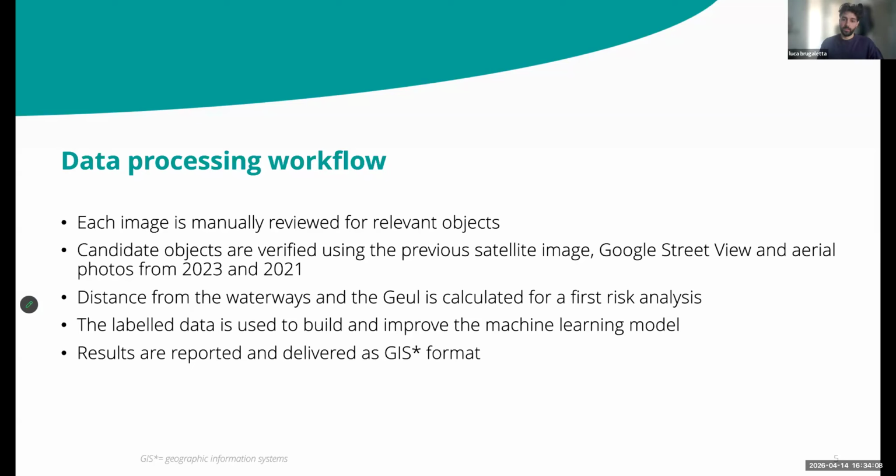Then a kind of risk factor was built, which considers the distance from the waterways and the goal, and this results in a risk factor. And then once we obtained enough labeled data, or at least an acceptable amount, those were also used to train a machine learning model, which could help to classify better and make this process faster. And finally, the results are reported and delivered in a GIS format, which is Geographic Information Systems, and include coordinates.